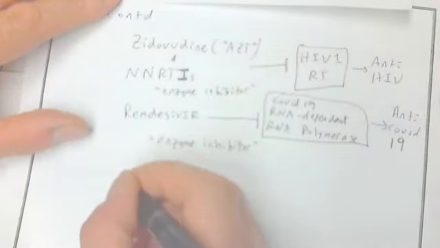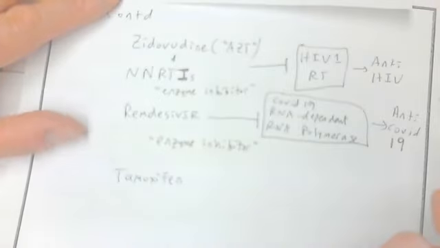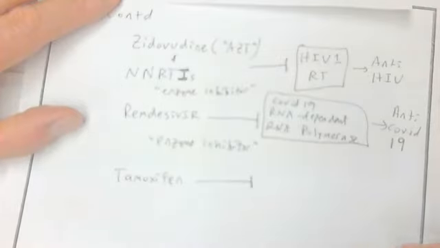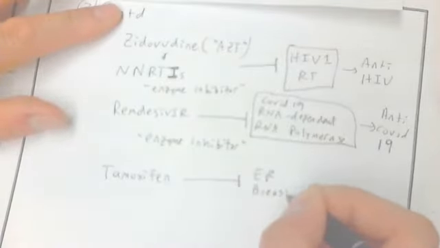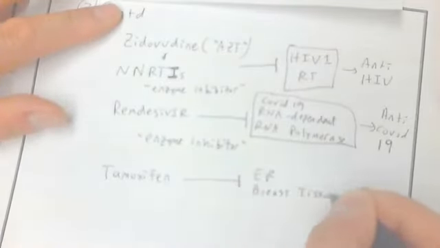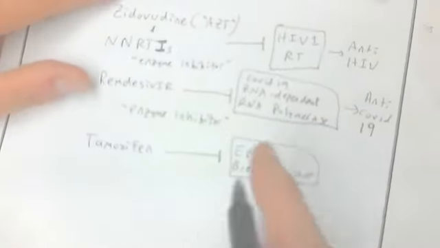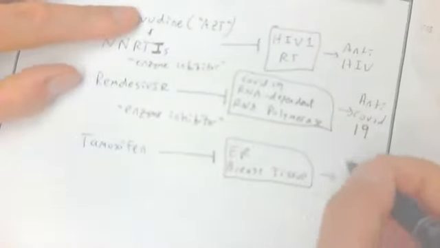Then we also have tamoxifen, which is not an enzyme inhibitor. Tamoxifen inhibits something, but it's not an enzyme inhibitor. Tamoxifen inhibits the estrogen receptor, ER, in breast tissue, as we described. So it inhibits a receptor. That's different than inhibiting an enzyme. This was used as a breast cancer therapy.